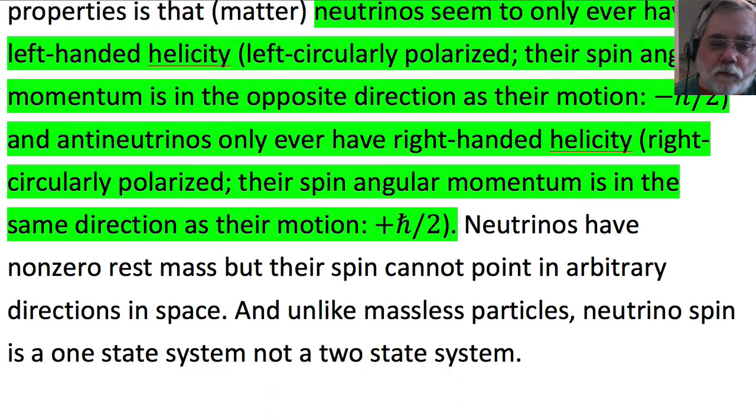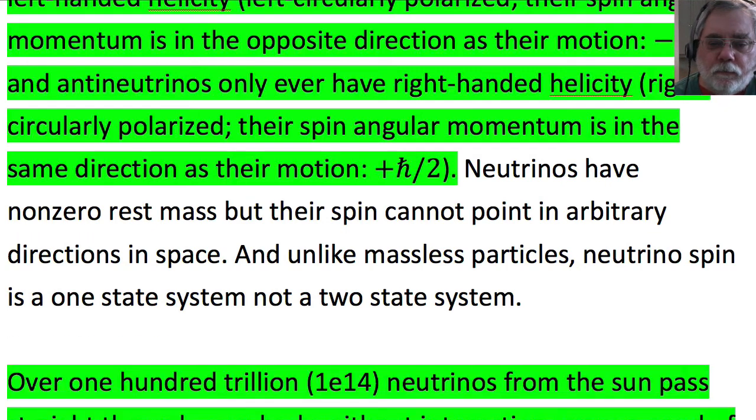Neutrinos have non-zero rest mass, but their spin cannot point in an arbitrary direction in space. It can only point along their direction of motion. And unlike massless particles, neutrino spin is a one-state system, not a two-state system.